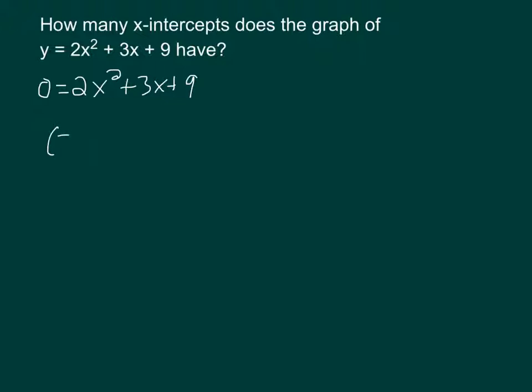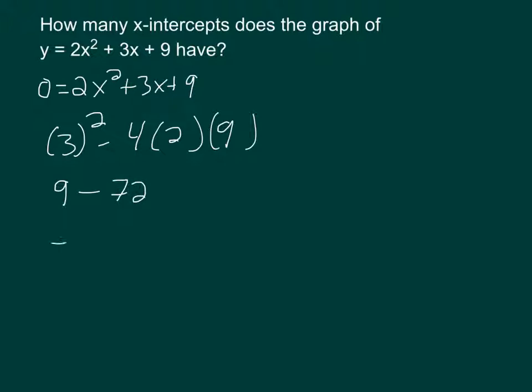My b is 3, so 3 squared, minus 4 times a is 2, times c is 9. 3 squared is 9. Minus 4 times 2 is 8, times 9 is 72, and 9 minus 72 is negative 63. The key here is that this is less than 0. If it's negative, I know that the equation would have no real solutions. Therefore, for this problem, it should have no x-intercepts. Let's look at the graph to confirm.